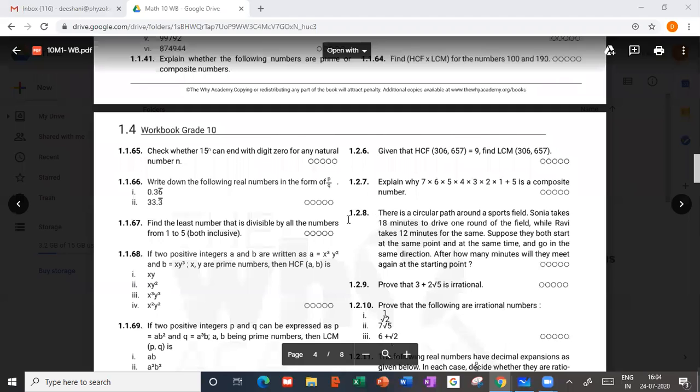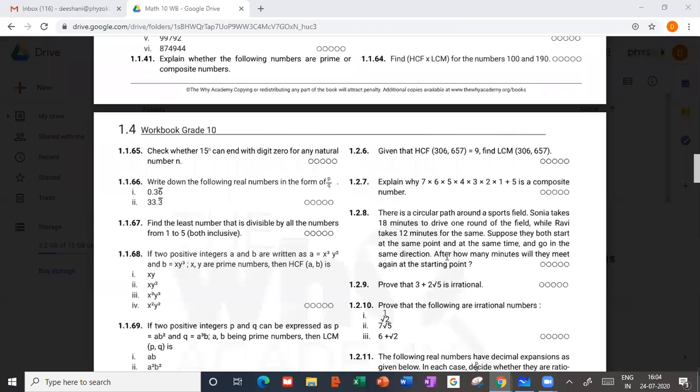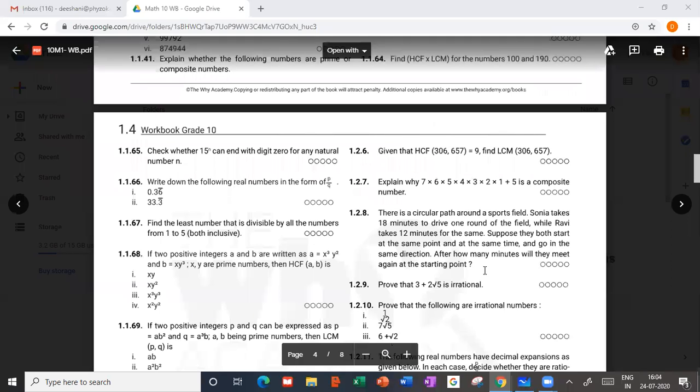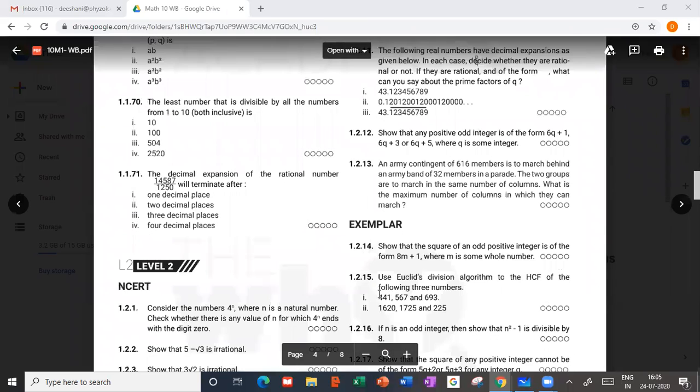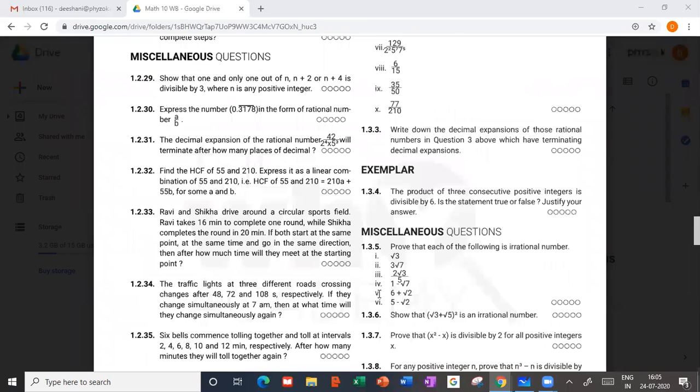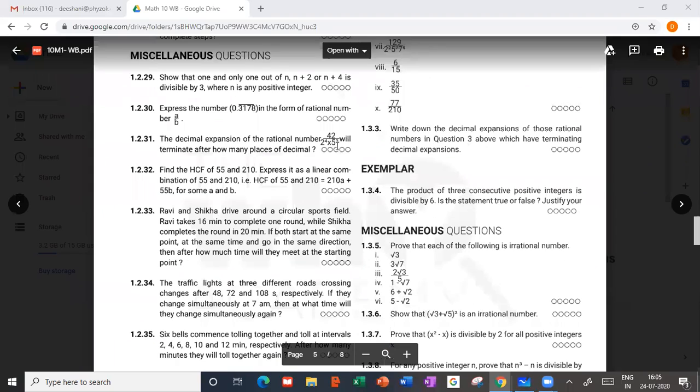Do you remember 1.2.8? This question about Ravi and Sonia, after how many minutes they meet again at the starting point. Isn't this question the same as that? So it'll be LCM, right? Okay, you all are direct. People answered LCM. You are directly giving me the answer. Yeah, you all did. I got them now.